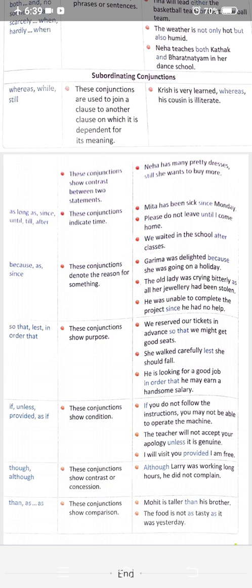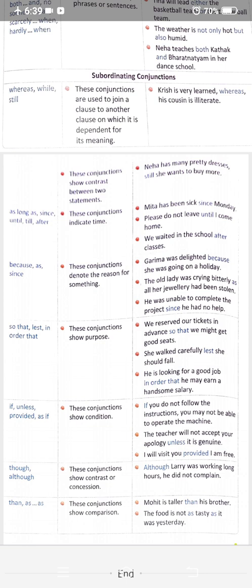The next is than, as. These conjunctions show comparison. How? Mohit is taller than his brother. The food is not as tasty as it was yesterday. Because now we are talking about comparison, and through conjunctions we try to show a comparison between two things. Mohit is taller than his brother. The food is not as tasty as it was yesterday. So that was all about the subordinating conjunctions.